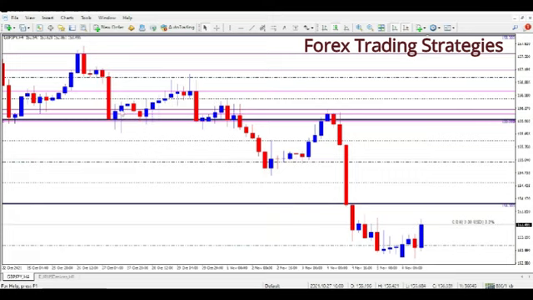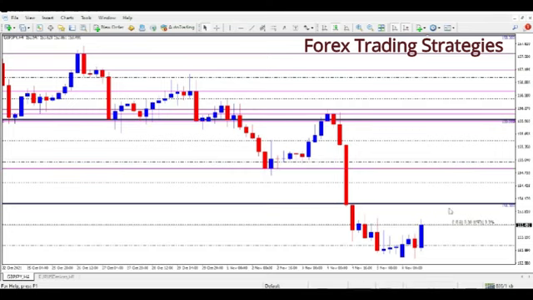This is GBP JPY. You observe this phenomenon in most forex pairs. Price usually is so precise. This is a 4-hour chart on GBP JPY, and this knowledge you can actually use to turn the odds in your favor. That's the word that I'm looking for. You turn the odds in your favor.